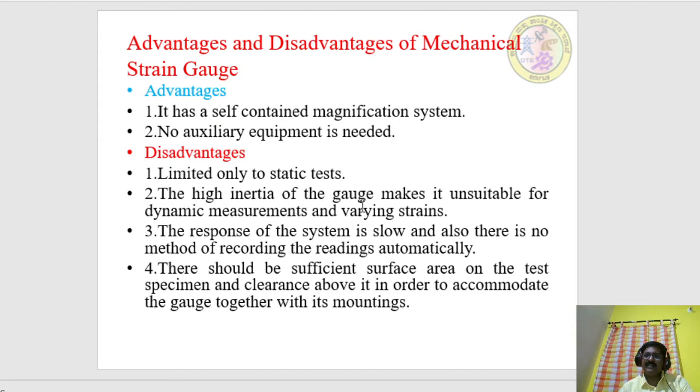The high inertia of the gauge makes it unstable for dynamic measurements and varying strains. If it is a dynamic measurement, then definitely the strain may vary at different positions or places. The response of the system is slow, and also there is no method of recording the readings automatically. It is purely a manual method. There should be sufficient surface area on the test specimen and clearance above it to accommodate the gauge together with its surroundings. There is also most difficulty encountered when using mechanical strain gauges.